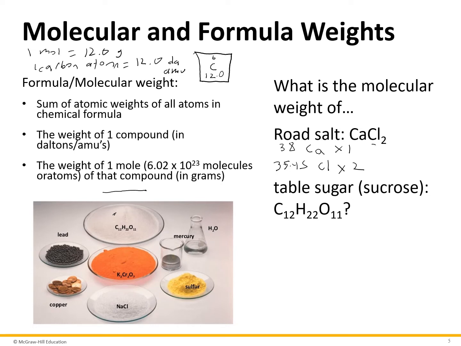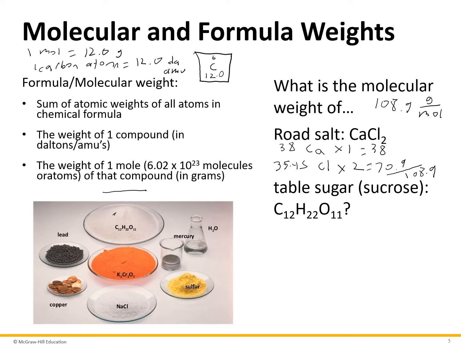So 38 times 1 is going to be 38. And 35.45 times 2 is going to be 70.9. So let's add those together. 38 plus 70.9. That is going to be 108.9. I'll write it up again over here. 108.9 grams per mole of calcium chloride, or 108.9 Daltons per 1 unit of calcium chloride.